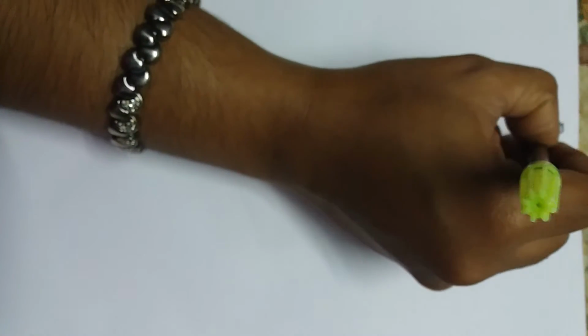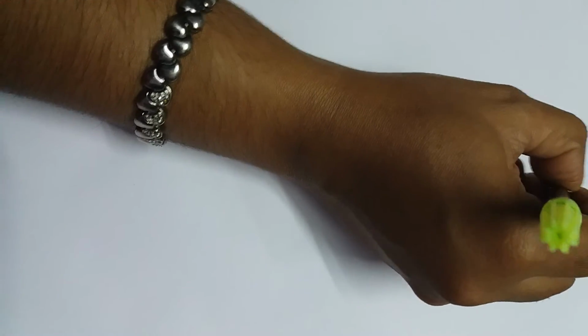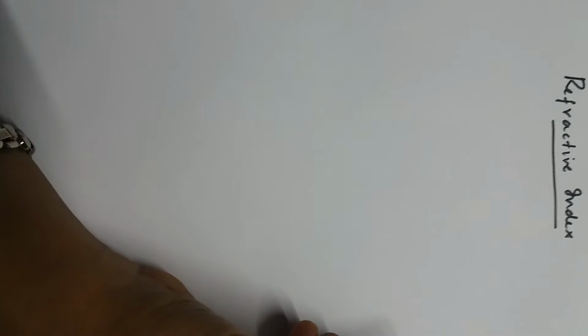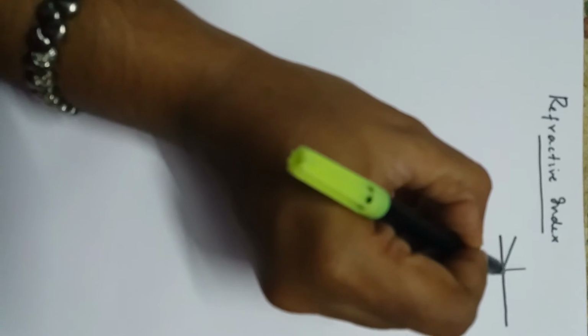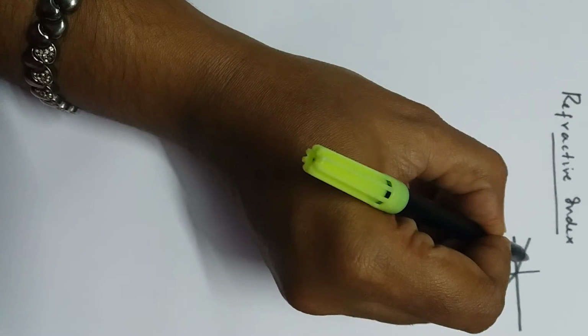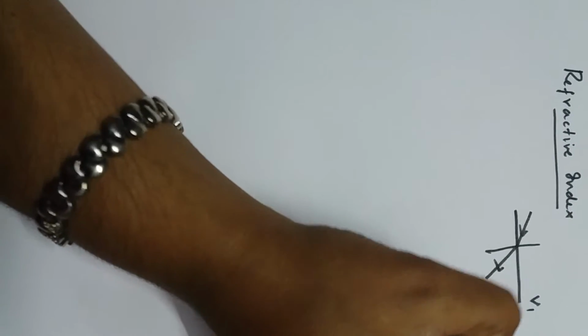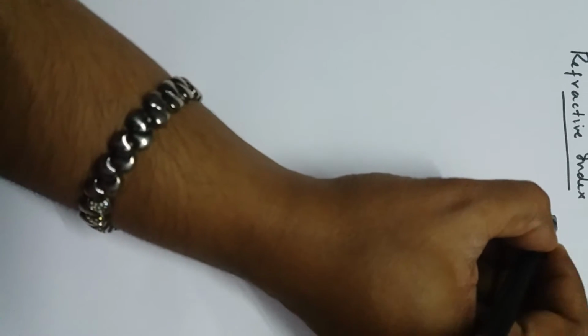Today we are here to discuss the topic refractive index. Before going into refractive index, I'd like to mention refraction. The light bends when it travels from one medium to another medium due to the change in the velocity, change in the speed. So here I is the angle of incidence and R is the angle of refraction.